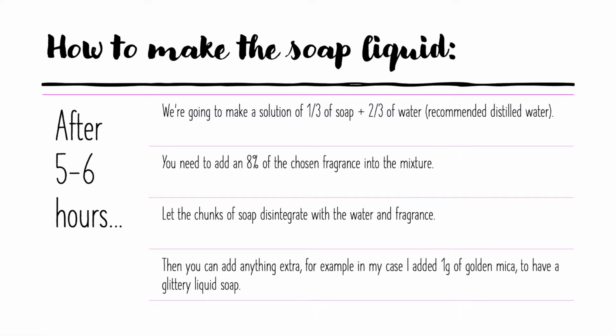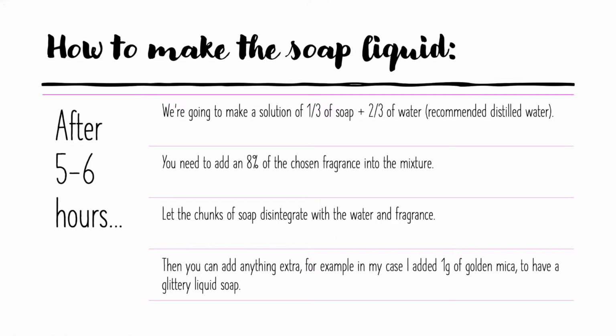After the 5 to 6 hours, we're going to make a solution of 1/3 of soap plus 2/3 of water. I recommend you use distilled water instead of normal water. Then you need to add 8% of the chosen fragrance into the mixture. You're going to let the chunks of soap disintegrate with the water and fragrance. This usually takes up to 24 hours.